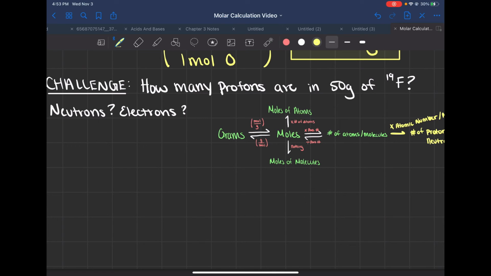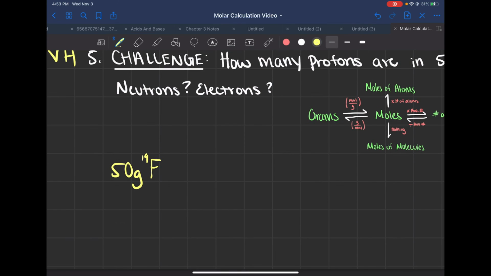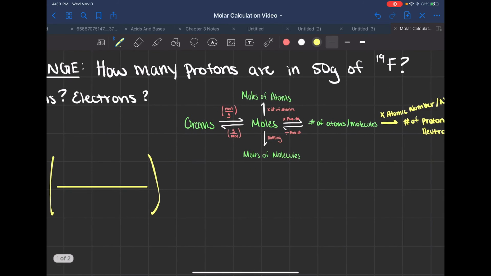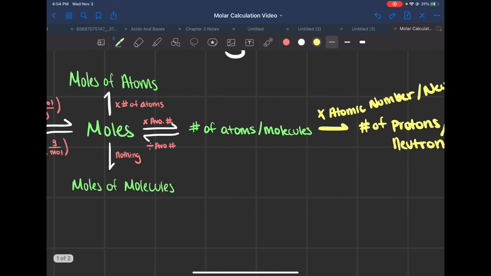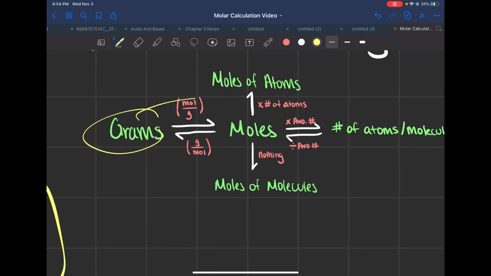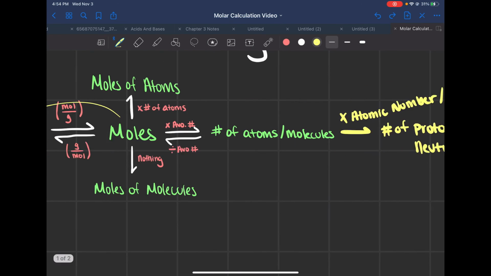Okay, so let's tackle this. How many protons are in 50 grams? Always, always, always start with what you're given. 50 grams of isotope 19 fluorine, okay? And we want to convert this to number of protons specifically. I kind of extended out our little chart here. We are starting with grams, so we're going to have to go quite some way to get to the number of protons. So it's going to take us a bit, so bear with me.